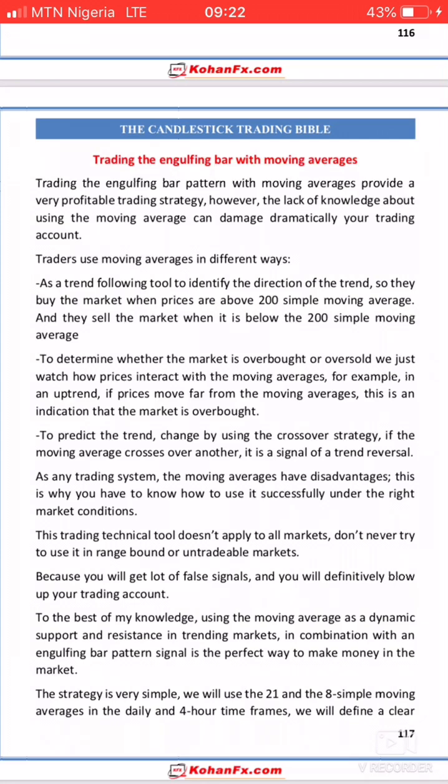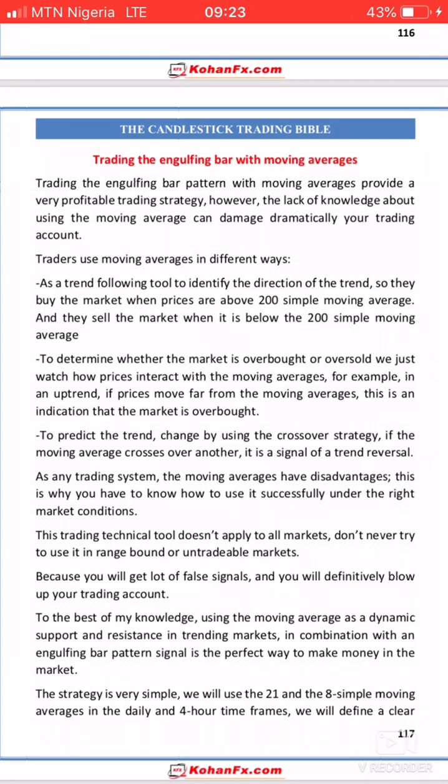Traders use moving averages in different ways, as a trend following tool to identify the direction of the trend. So they buy the market when prices are above the 200 simple moving average, and they sell the market when it is below the 200 simple moving average.